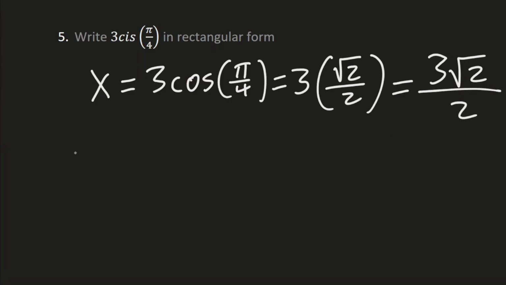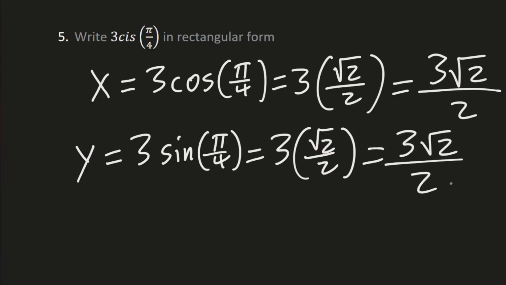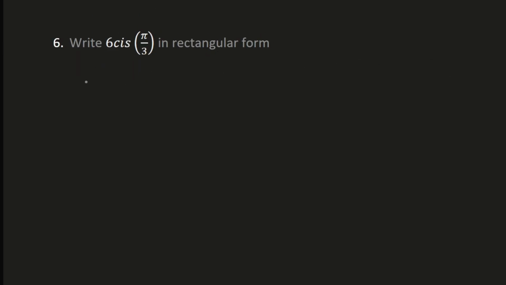For our imaginary part, we have y is equal to 3 times sine of pi over 4, which is equal to 3 times square root of 2 over 2, since sine of pi over 4 is also square root of 2 over 2. That will also give us 3 square root of 2 all over 2. And therefore, this complex number will be written as 3 square root of 2 over 2 plus 3 square root of 2 over 2 i.